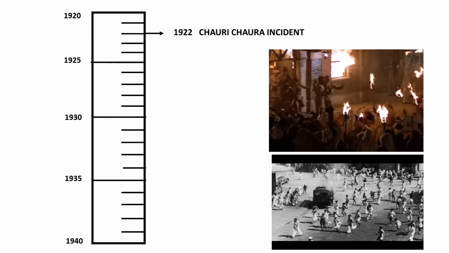In retaliation, the demonstrators attacked and set fire to the police station, killing all of its occupants. The incident led to the death of 3 civilians and 22 policemen. Mahatma Gandhi, who was strictly against violence, halted the non-cooperation movement on the national level on 12 February 1922 as a direct result of this incident.